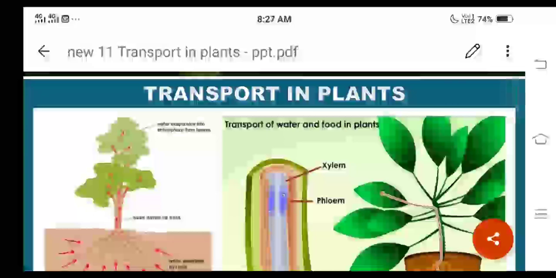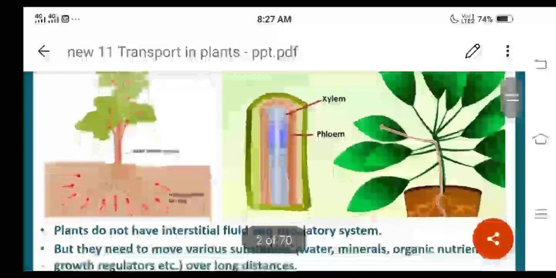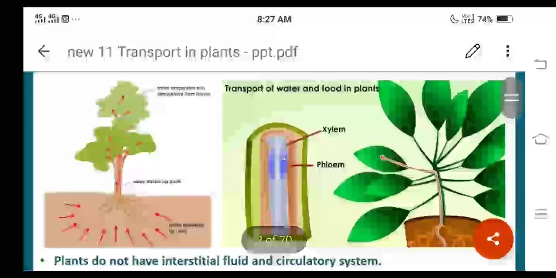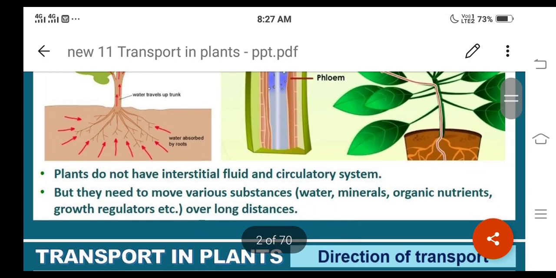Here we study the transport of water and food in plants. Remember xylem: what is its main function here? Xylem will conduct water and the mineral nutrients, whereas the phloem is considered the food conducting tissue. Regarding the introduction part, we mentioned some important points here.